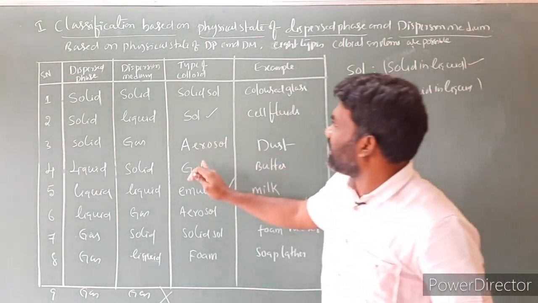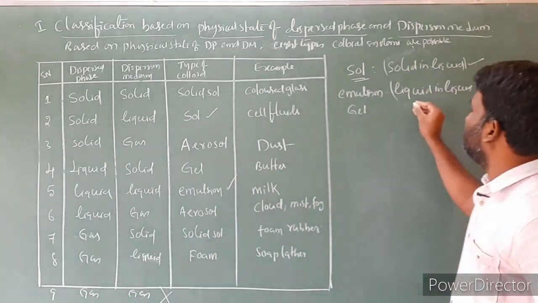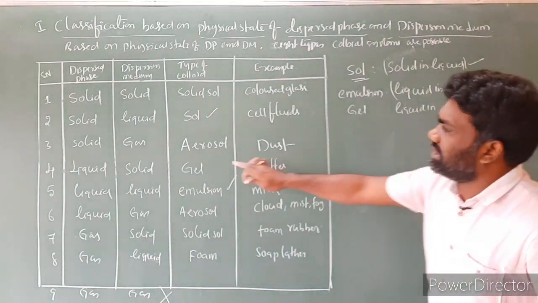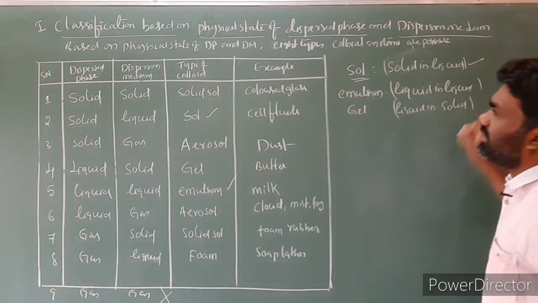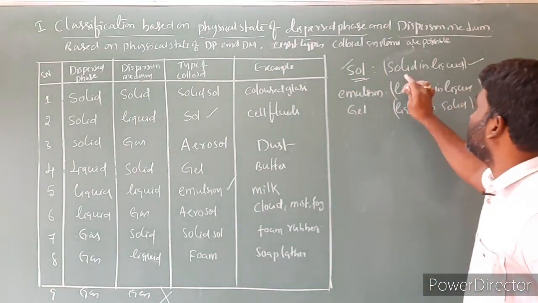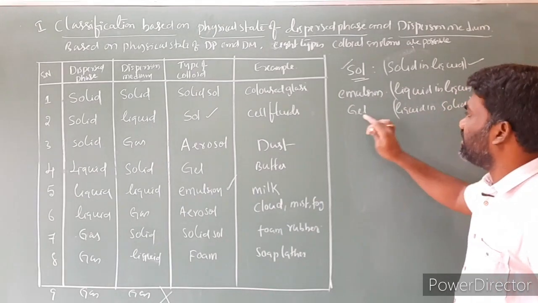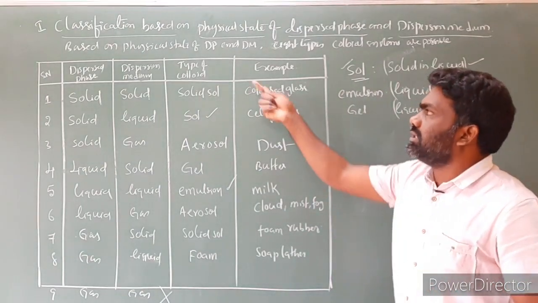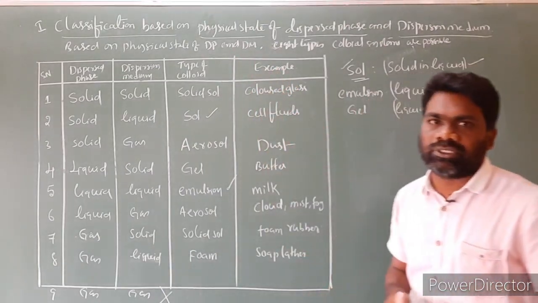In addition, one more we have is gel. A gel is liquid in solid. So out of all these colloids, the major, important ones we will use are sols, which are solid in liquid; emulsions, which are liquid in liquid; and the third one, gel, which is liquid in solid. So these are the important categories of different types of colloids based on the physical state of the dispersed phase and dispersion medium.